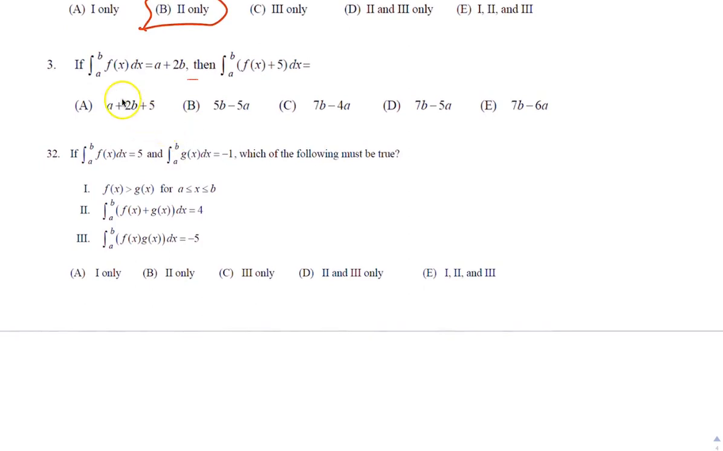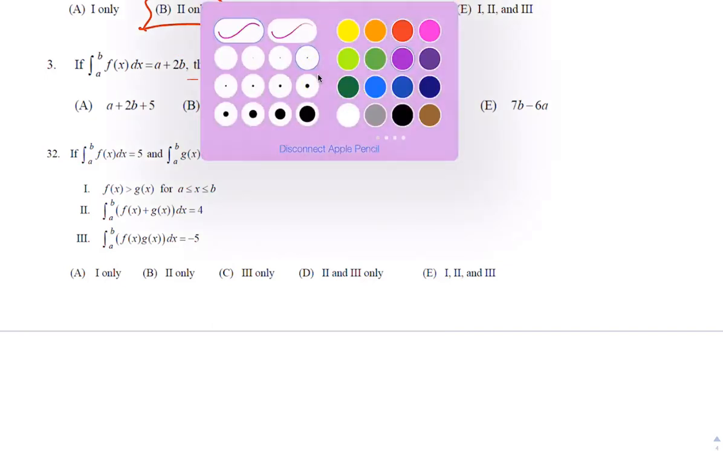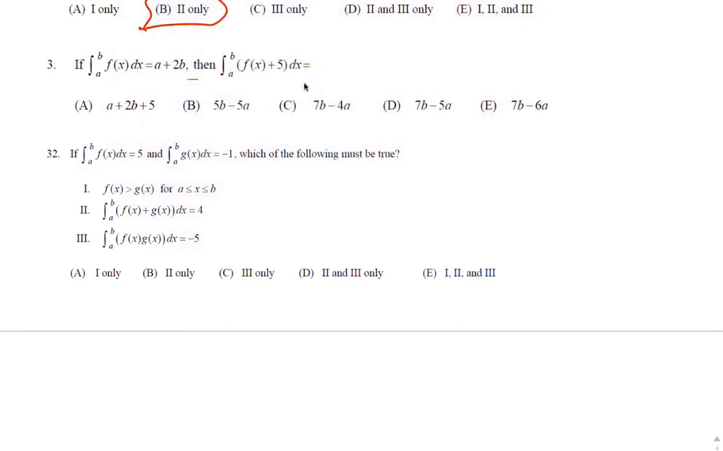Next one. If the integral from a to b of f of x dx equals a plus 2b, then the integral from a to b of f of x plus 5 equals what? I love this question. Let's tell you that right now. So we've got to use a couple things. First, let's talk about this. We're integrating from a to b of f of x plus 5.